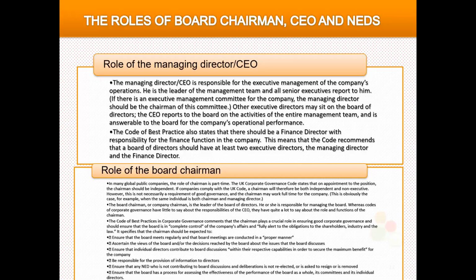So the board chairman ensures that the board meets regularly. He also ascertains the views of the board and the decisions reached by the board. He also ensures that individual directors contribute to board discussions. He's also responsible for the provision of information to directors.